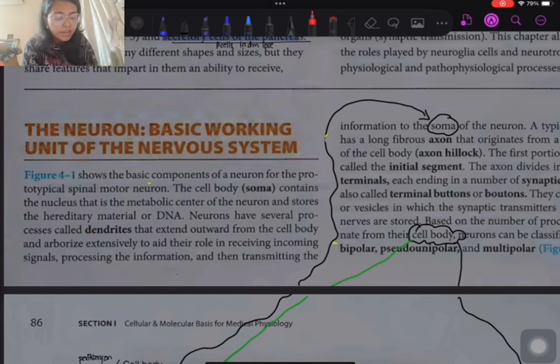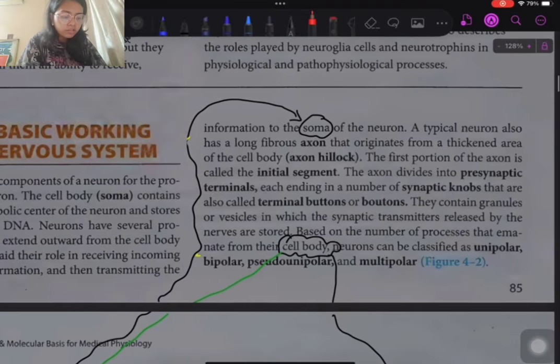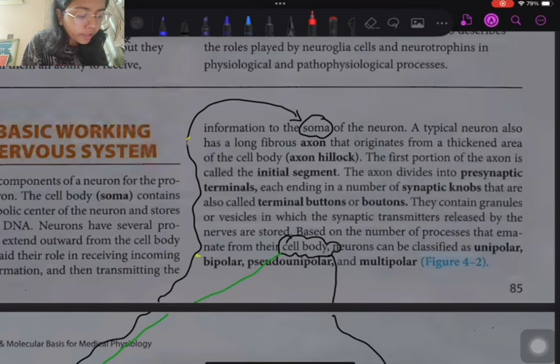Neurons have several processes called dendrites. This, I don't think anyone has any doubt in this. Extend outward from the cell body and arborize extensively. Arborize extensively means they spread out like branches of a tree. They spread out to aid their role in receiving incoming signals, processing the information, and then transmitting the information to the soma of the neuron. The dendrites, they'll branch out, they'll collect the information, they'll pass it to the body.